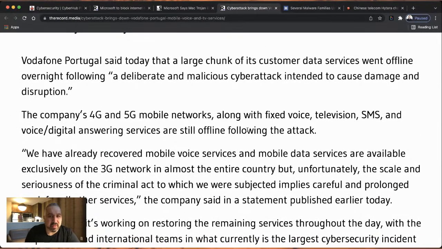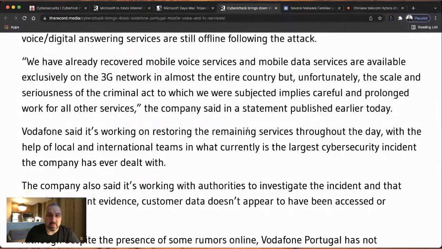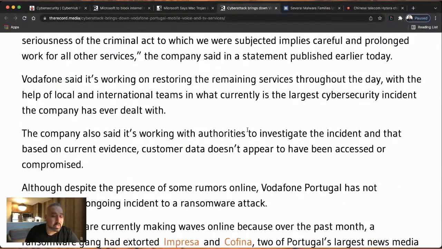The company's 4G and 5G mobile networks, along with fixed voice, television, SMS, and voice digital answering services are all still offline. We've already recovered mobile voice services, and mobile data services are available exclusively on the 3G network in almost the entire country, but the scale and seriousness of the criminal act to which we were subjected implies careful and prolonged work for all other services. Vodafone has said it's working on restoring this.